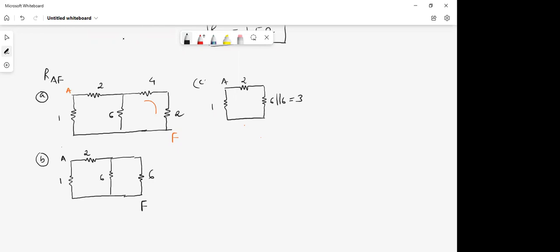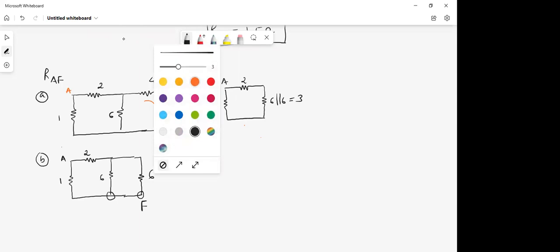C. Fine. You could reach up to here, but then what to do with this point F? 6 and 6 are in parallel. You must have marked these 2 points. ये दोनों points तो shorted है, isn't it? So therefore, I can very well get this point F over here.